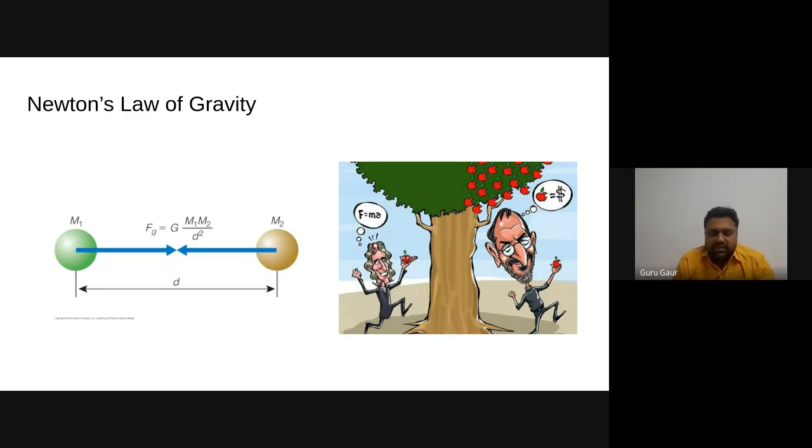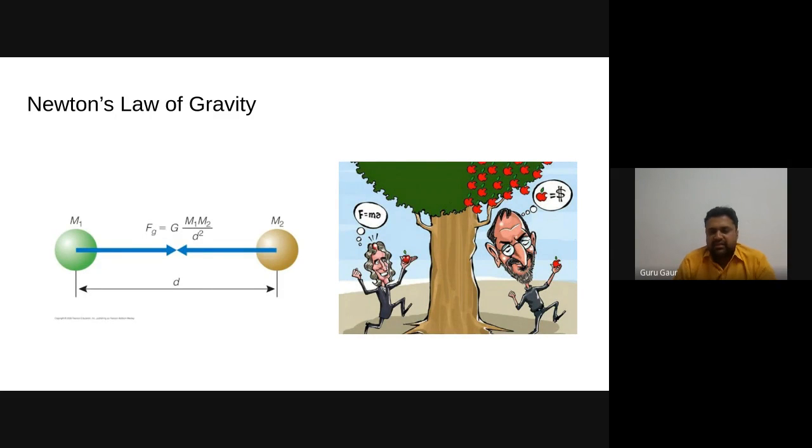So there are two masses, M1 and M2, and they are separated by a distance d. And Newton gave this empirical formula, that they will experience a force, which we represent as Fg, equal to G M1 M2 upon d square. G is the universal constant of gravitation, and this force will be acting along the line joining the two points, and this will be an attractive force. So this picture we have.